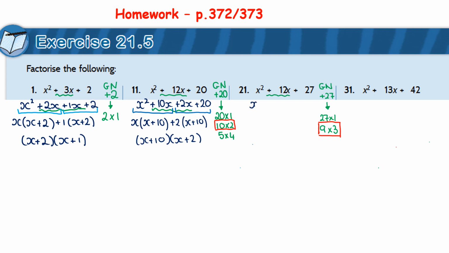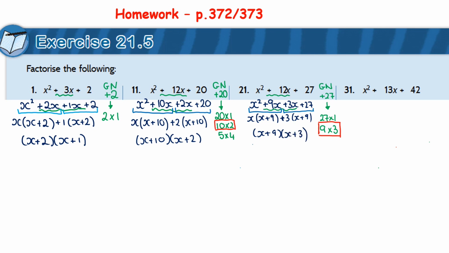So we have x squared plus 9x plus 3x plus 27. Double check, is 9x plus 3x equal to 12x? And it is. And then we're going to do our grouping. So we have x, bracket x plus 9, plus 3, bracket x plus 9. X plus 9 is common, and we get x plus 3.